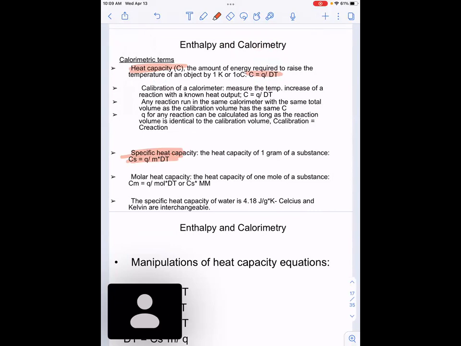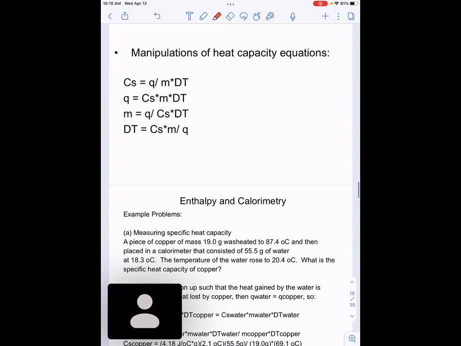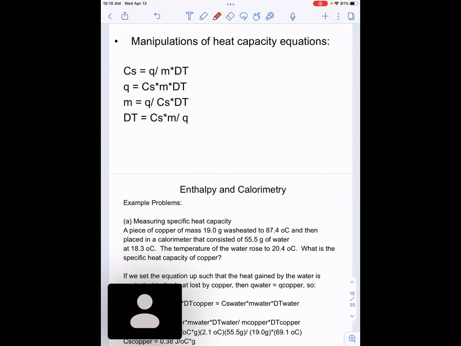And then there's another, more specialized calculation, which is the molar heat capacity, where it's Q divided by the number of moles times the change in temperature. So moles are substituted for grams in this case for molar heat capacity, but we're not going to talk much about that. We know the manipulations, right? How to get to any one of those three terms.